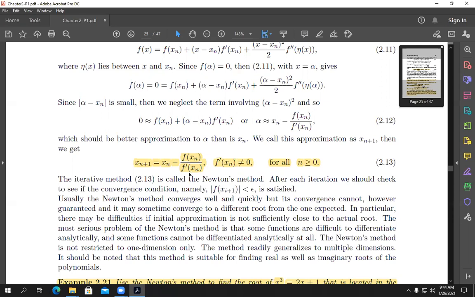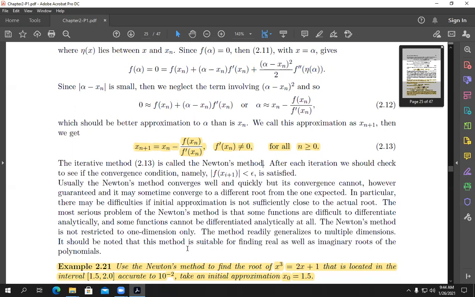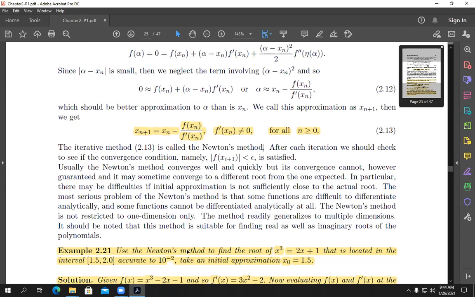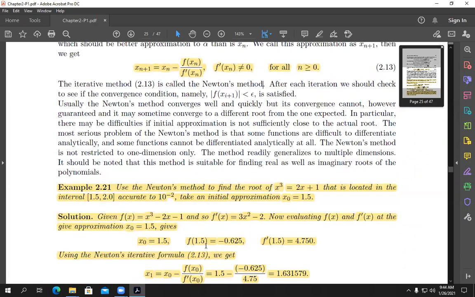Let me give you a very simple example, then we continue. Of course, this example will not come in the exam. This is a very simple one. But remember, this example I gave you in the case of bisection, and in the case of fixed point also. I use the same example, where x cubed equals this, located in the interval, accurate to this. The initial approximation is this one.